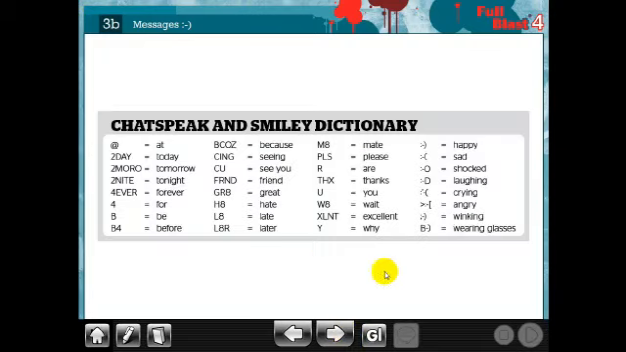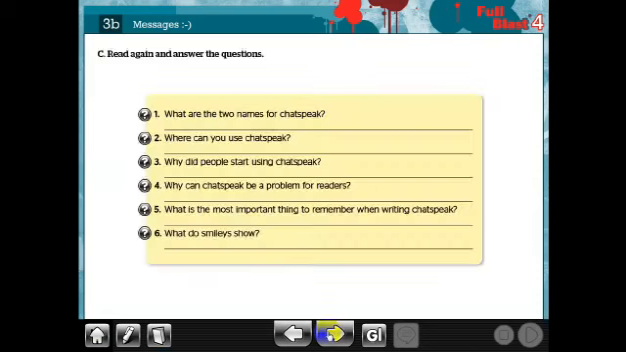Here's a guide for chat speak and smiley dictionary. Here you can find it on page 61. Next, read again and answer the questions.